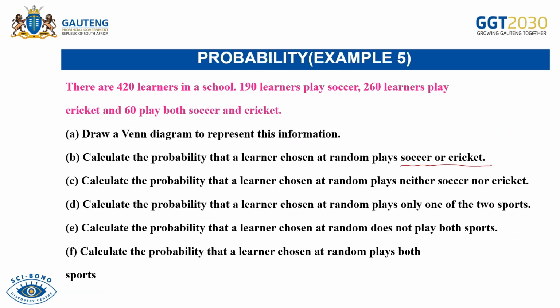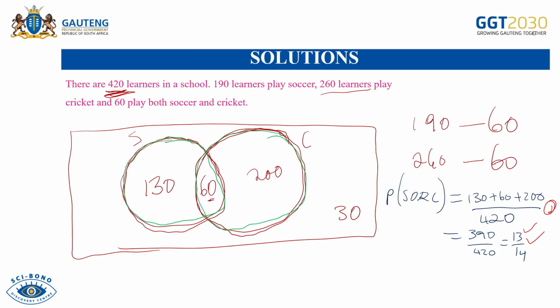Okay, let's look at another question. This one says, calculate the probability that a learner chosen at random plays neither soccer nor cricket. So this one doesn't play soccer and doesn't play cricket. If a learner doesn't play soccer or cricket, since those are the only two available sports, it means that learner doesn't play any of those sports, right?